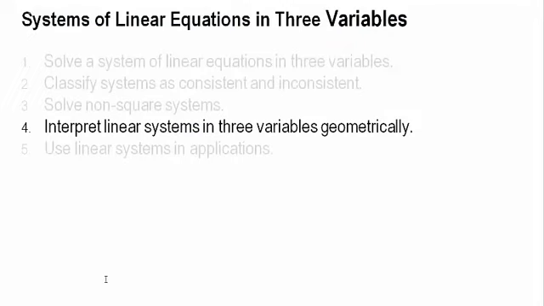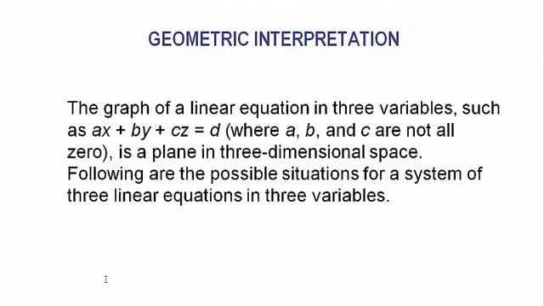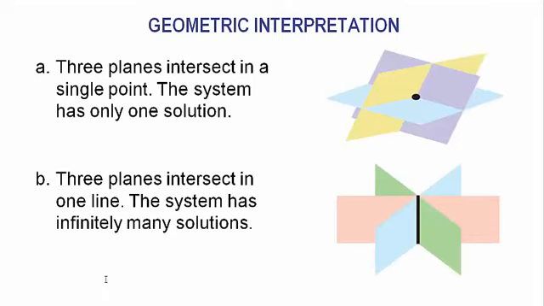How about interpreting linear systems in 3 variables geometrically? Well, we did it before with straight lines, and that was pretty easy. But now we have to do it with planes, right? Because an equation of 3 variables defines a plane, a flat surface. So here's what happens when you have one solution. You get these 3 planes that intersect at one point.